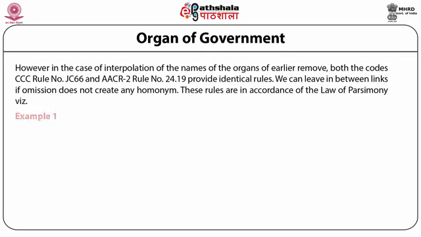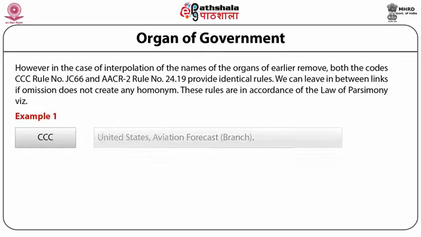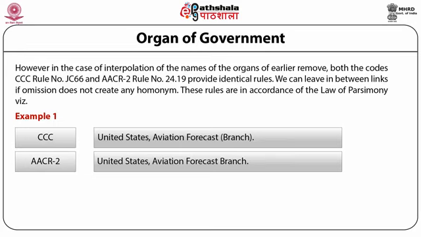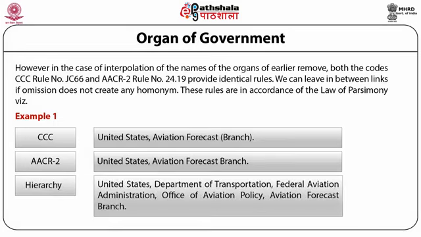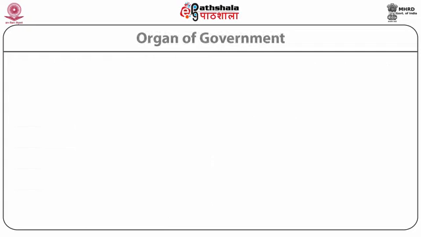For example, example 1. CCC: United States, aviation forecast (branch). AACR 2: United States. Aviation Forecast Branch. Hierarchy: United States, Department of Transportation, Federal Aviation Administration, Office of Aviation Policy, Aviation Forecast Branch.